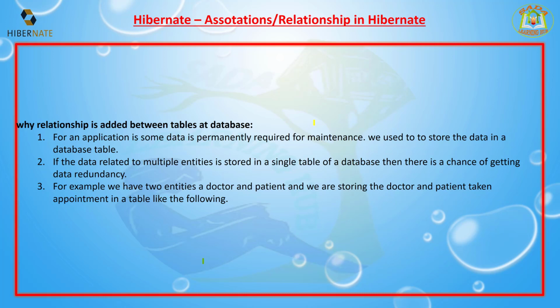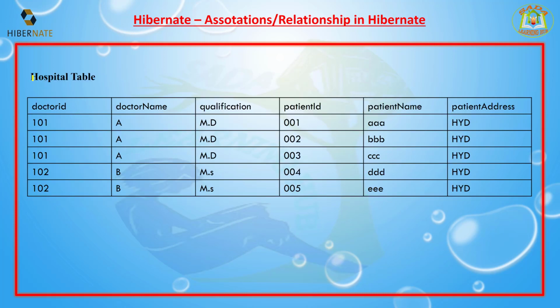Now, if you see my table, this is a table called hospital table. In this hospital table, I'm going to store my doctor information as well as my patient information. In that situation, the doctor information keeps repeating. See, the doctor 101 information is repeating three times, but the patient information is different. Some of the columns are going redundant.